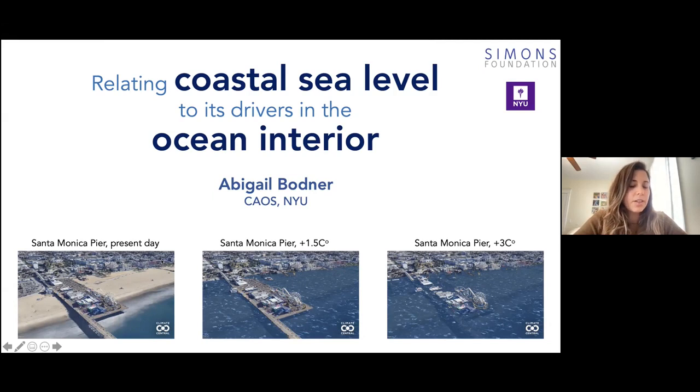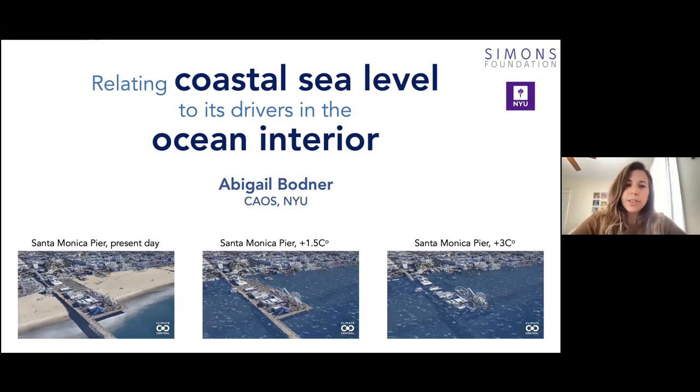This is a visualization of what it may look like under different climate regimes. So Santa Monica is just a little further south than Santa Barbara, so I thought maybe this would feel close to home to some of you. This is the present day of what it might look like. So you can see that the sea level is fairly low and the pier extends out into the ocean. Under a 1.5 degree warming, we can see that the sea level is starting to recede into the city. And if we were to hit a 3 degree warming, the pier is completely immersed underwater.